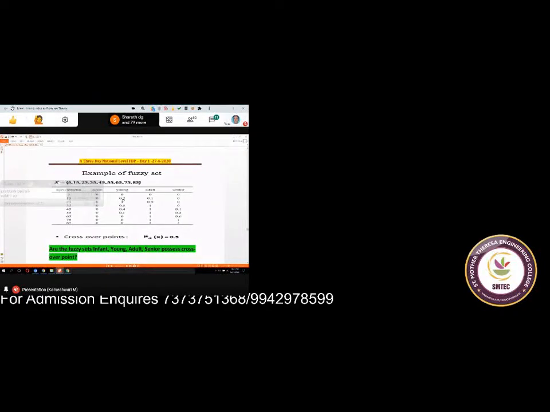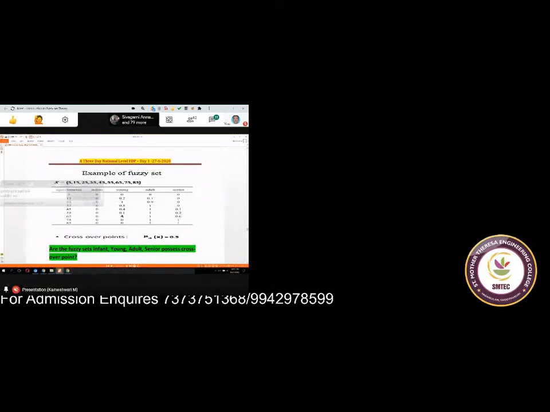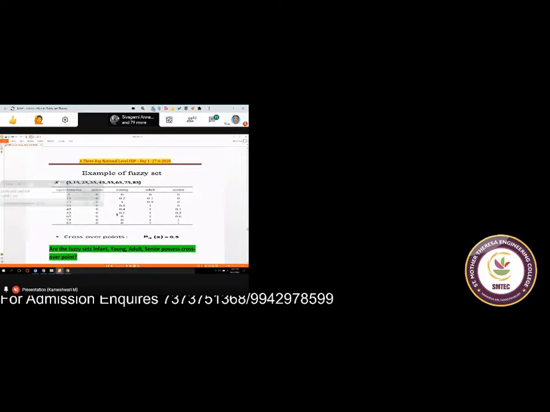Support of young, let us go to young here. Look for the values which are greater than 0: 0.2, 1, 0.8, 0.4 and 0.1. You should not collect these values; go to their corresponding members. 0.2 is 15, 1 is 25, 0.8 is 35, 0.4 is 45 and 0.1 is 55. You are asked to collect these members from the universal collection by verifying the condition that the values are greater than 0. So with respect to the fuzzy set young, the support of young is 15, 25, 35, 45 and 55.